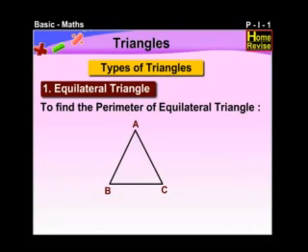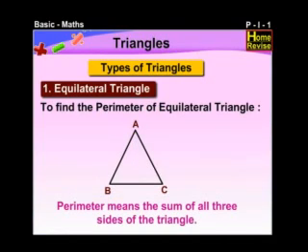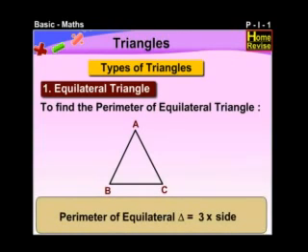To find the perimeter of a triangle, perimeter means the sum of all 3 sides of a triangle. That means perimeter of equilateral triangle is equal to 3 into side.